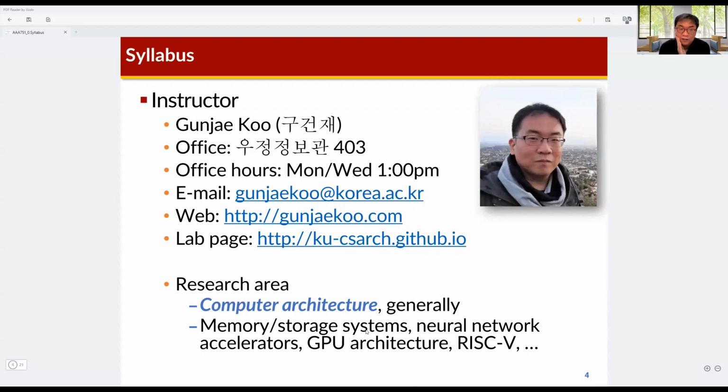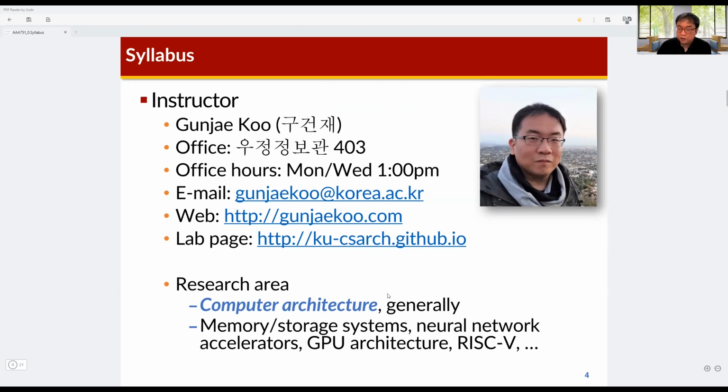And then me, the instructor, my name is Konje Ku. My office is at Ujong Informatics Hall, office number 43. If you have any questions or issues, you can email me with this email address. And this is my website, my web page. If you have interest in my research area, computer architecture or storage system architecture, you can visit my web page, or you can visit my lab page here.